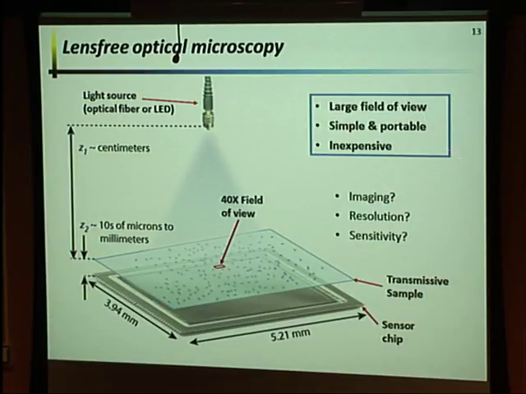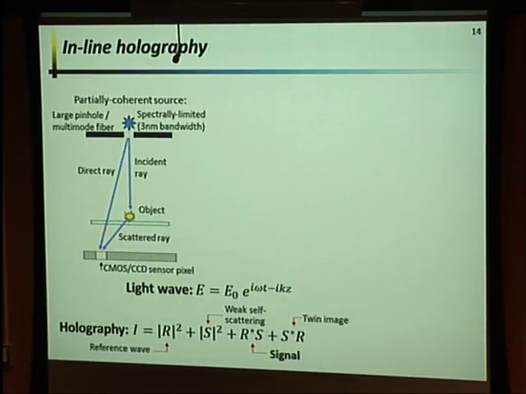So you get these three benefits, but of course you might have some questions. Since there aren't any lenses in this system, how do we actually form an image? How do we actually see something that's in focus on our sample? What sort of resolution can we achieve? And then what sort of sensitivity can we achieve?